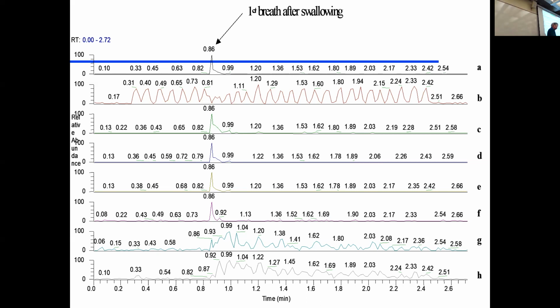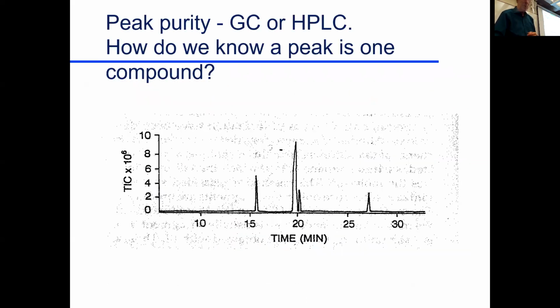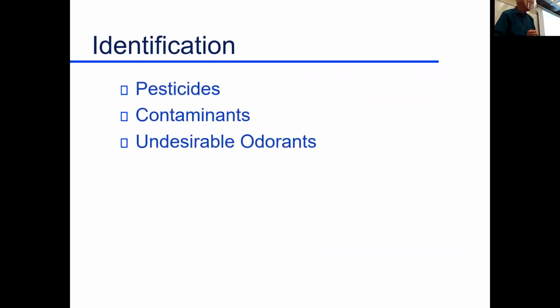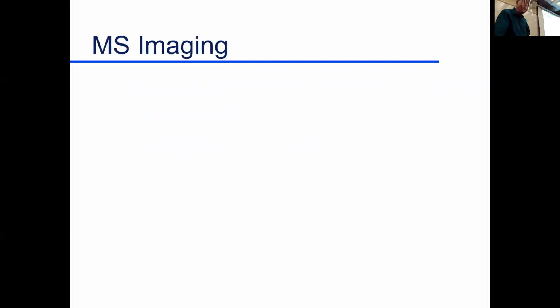So it's really interesting. I couldn't study the behavior of flavor compounds, your perception, without this technique. There's no other way to do it. Purity, GC peaks, we're not interested in that. We saw that. Identification, the idea of looking for pesticides, contaminants, undesirable odorants. And it's really tremendous. Power, resolution, and identification.